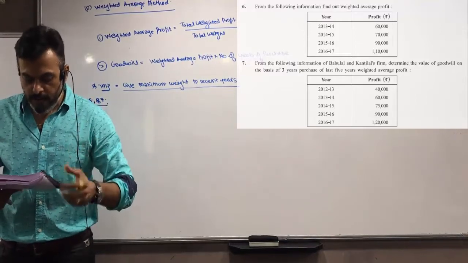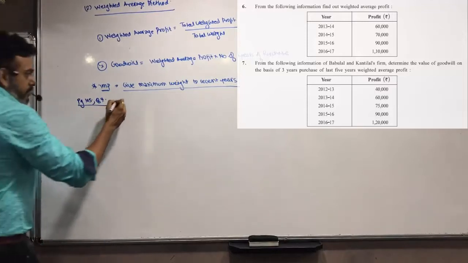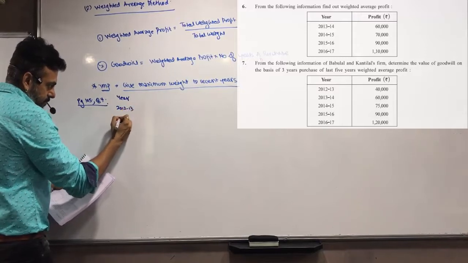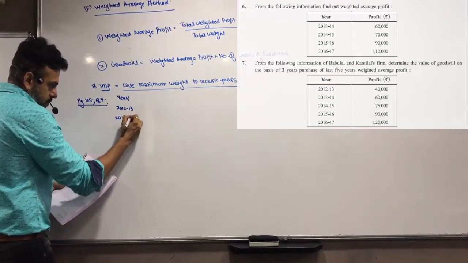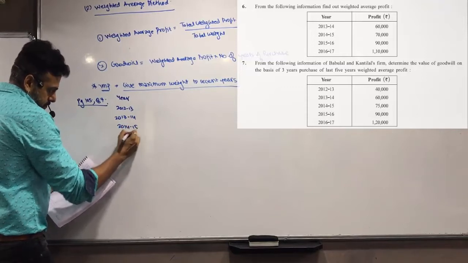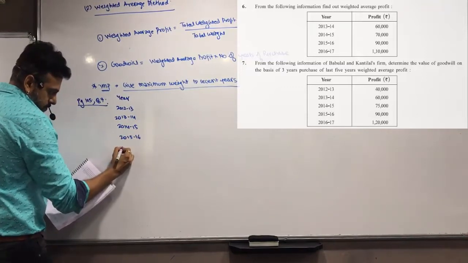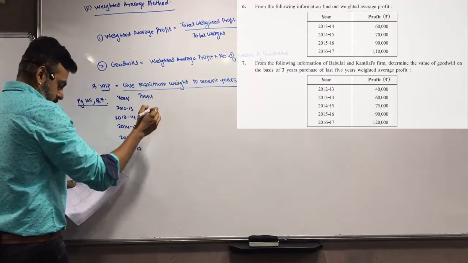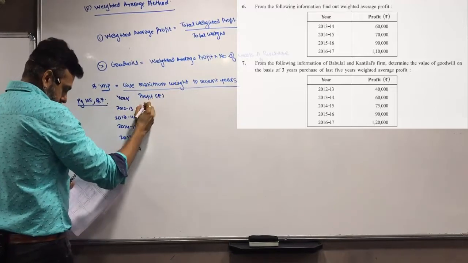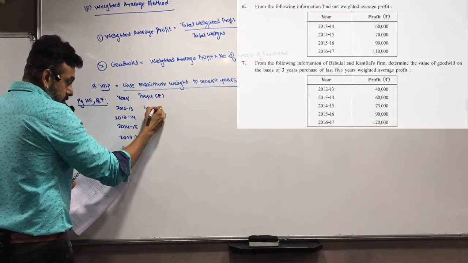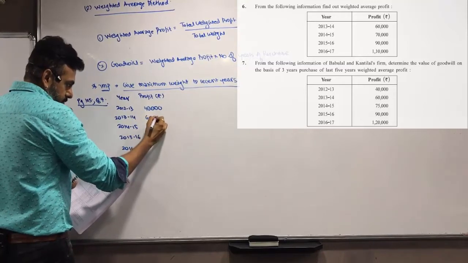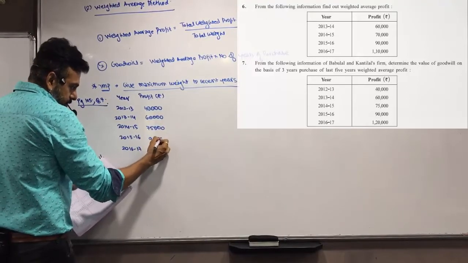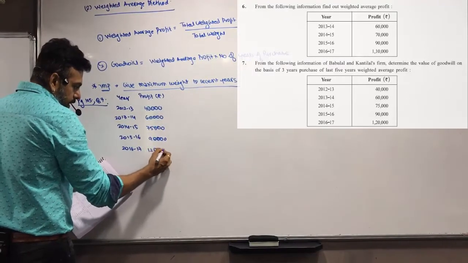Now over here, year is given. Let's first write year 2012-13. Profit 40,000, 60,000, 75,000, 90,000, 1,20,000.